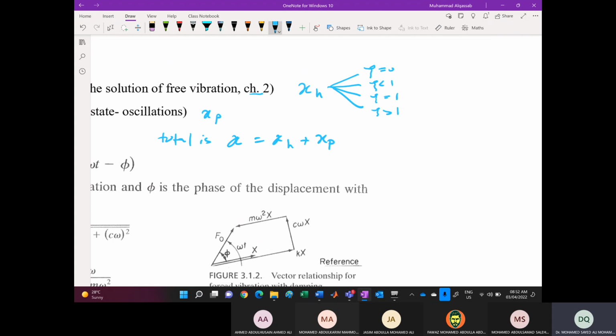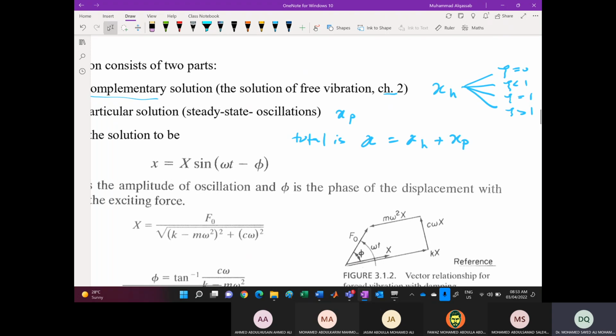Okay, so there are 4 cases for homogeneous. We don't find the constants here. Okay, they are still unknown. The constants are found from the total solution.